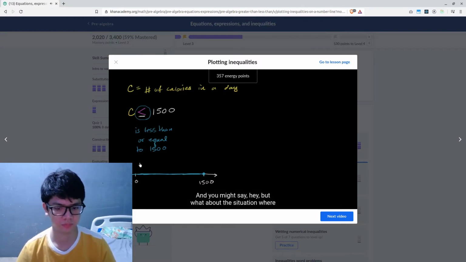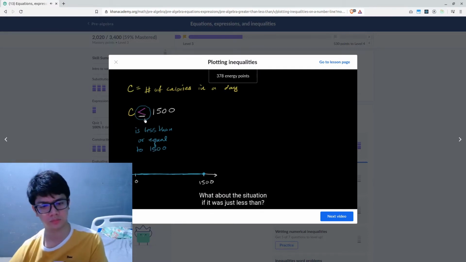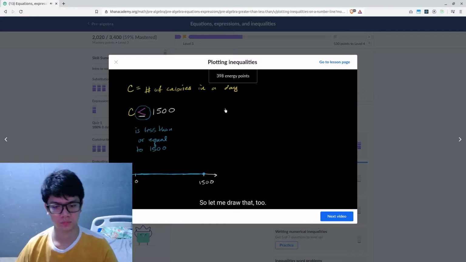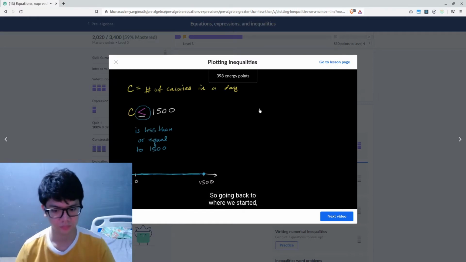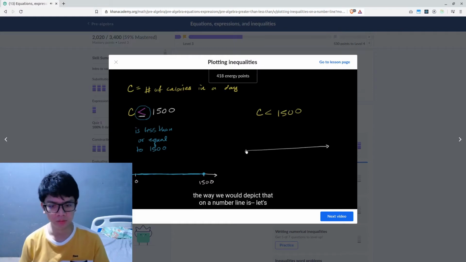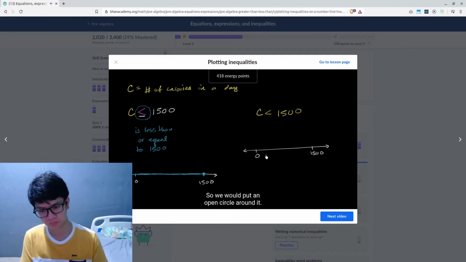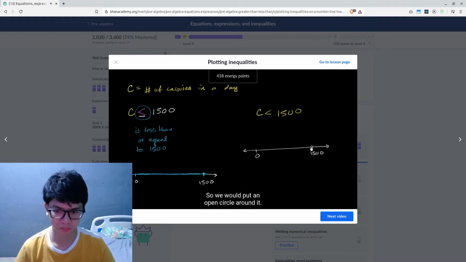Now you might say, hey, but what about the situation where it wasn't less than or equal? What about the situation if it was just less than? So let me draw that too. So going back to where we started, if I were to just say C is less than 1,500, the way we would depict that on a number line is, let's say this is 0, this is 1,500. We want to make it very clear that we're not including the value 1,500. So we would put an open circle around it. Notice, if we're including 1,500, we fill in the circle.